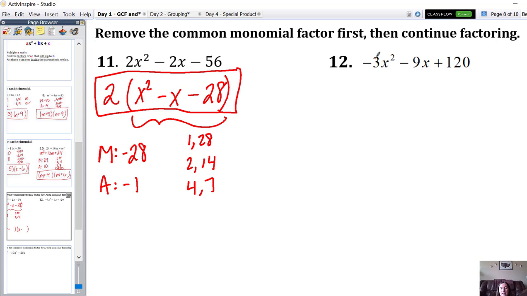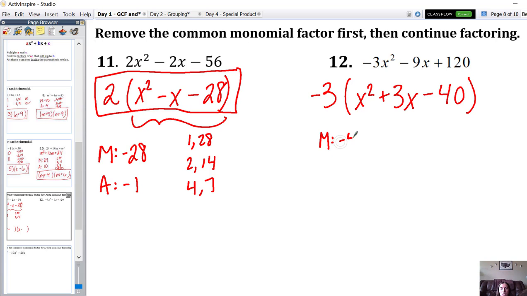Number 12, I can take negative 3 out of every single term. So we've got negative 3 on the outside. When we divide every term by negative 3, we get x squared plus 3x minus 40. So I need to see what multiplies to negative 40, 1 times negative 40, that adds up to 3.